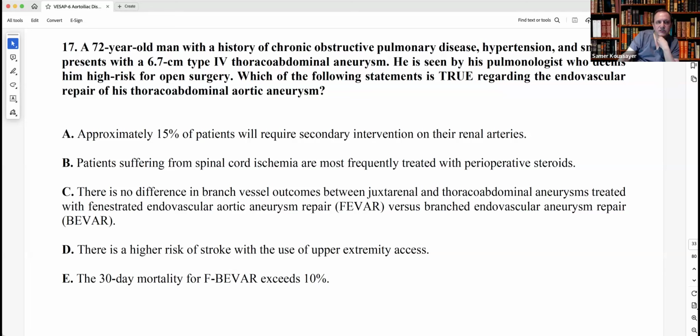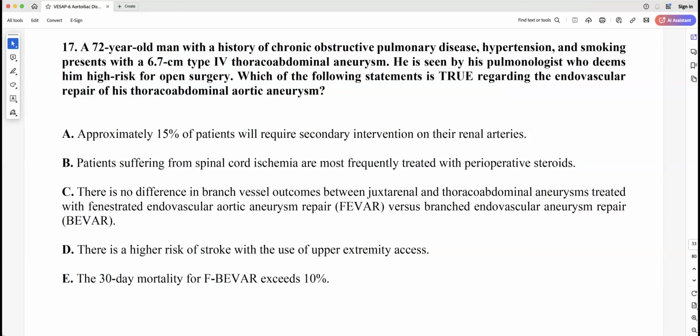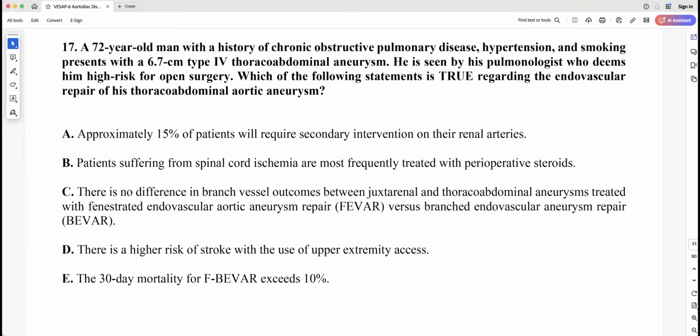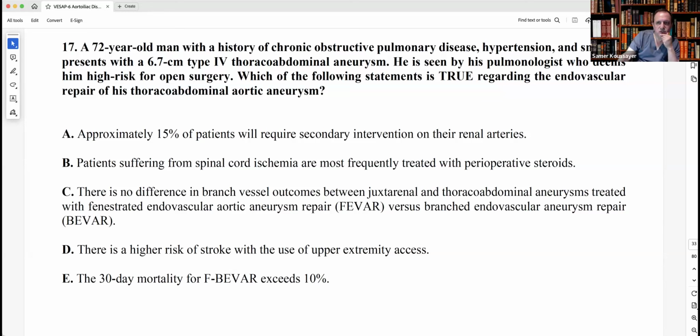Okay, so we have a patient, he's 72, he has 6.7 cm, so we have an indication to do it. Type 4 thoracoabdominal aortic aneurysm. The problem, he's not a candidate for open because he has severe COPD. So he's telling us that if you do endovascular, which is BEVAR or FEVAR, is what they mean, or CHEVAR, but CHEVAR for thoracoabdominal type 4 is too much. Mostly we talk about BEVAR and FEVAR. So let's go with the question.